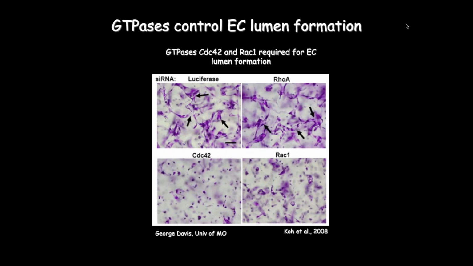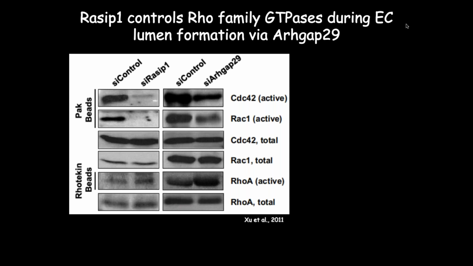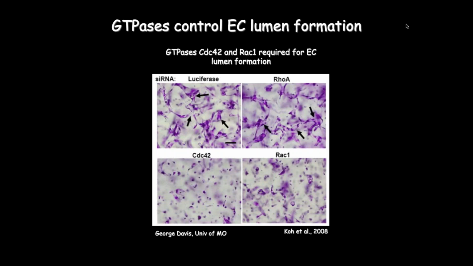And so we teamed up at this point during this NAVBO meeting, and we sent him our siRNAs against RAS-IP1 to just test in his system, was RAS-IP1 necessary? And he found out that it was. And so when he put RAS-IP1 siRNA on in his system, it would essentially mimic the CDC42 and RAC phenotype.